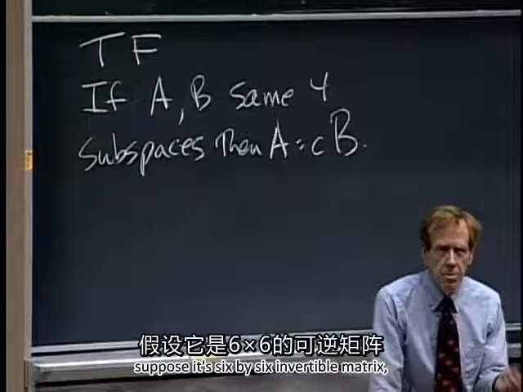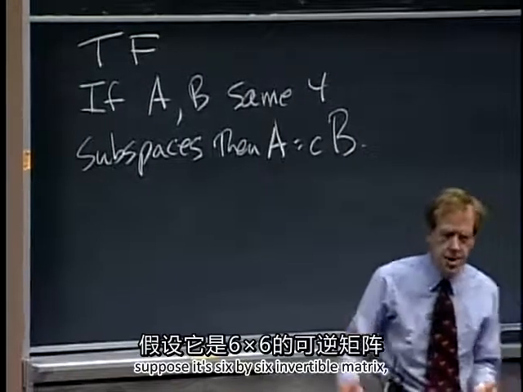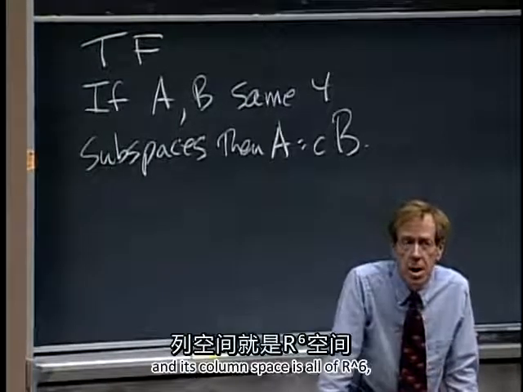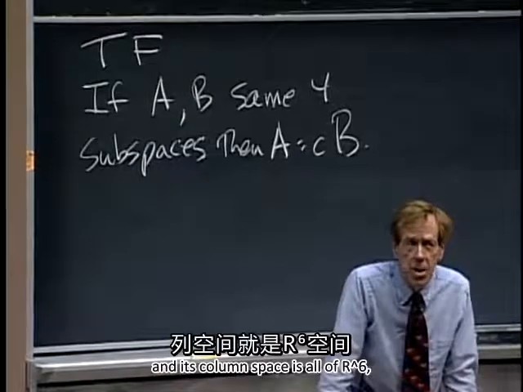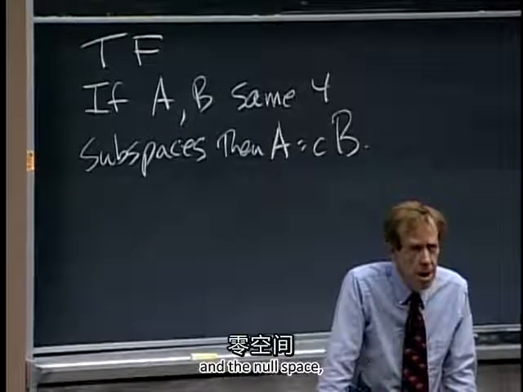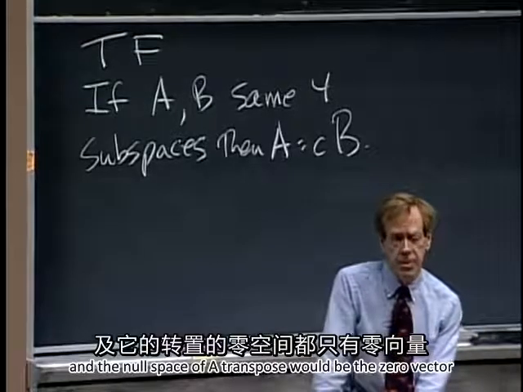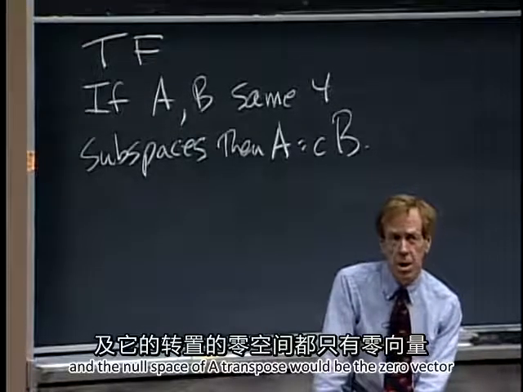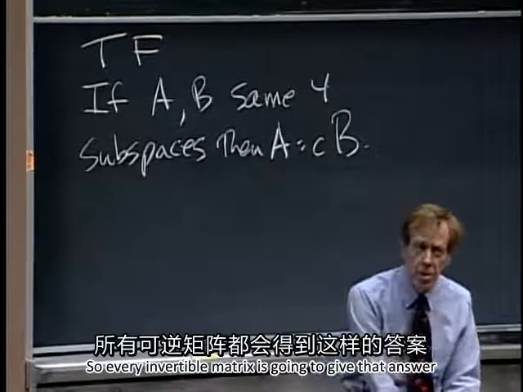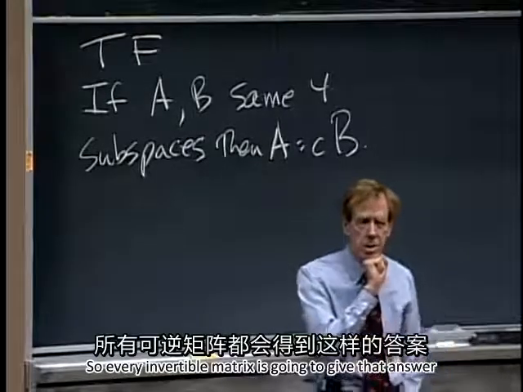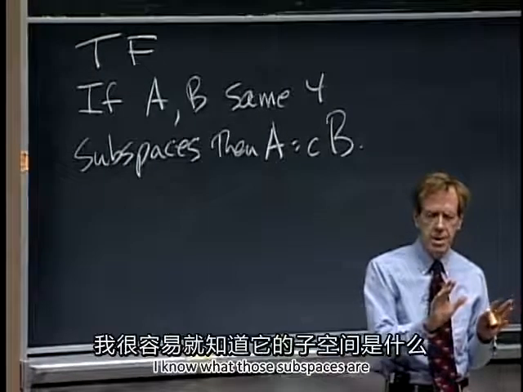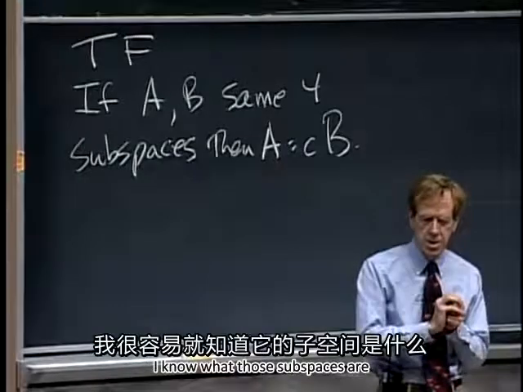Then what? Suppose it's a 6 by 6 invertible matrix. Then what's its row space? And its column space is all of R6. And the null space of A transpose would be the 0 vector. So every invertible matrix is going to give that answer. If I have a 6 by 6 invertible matrix, I know what those subspaces are.